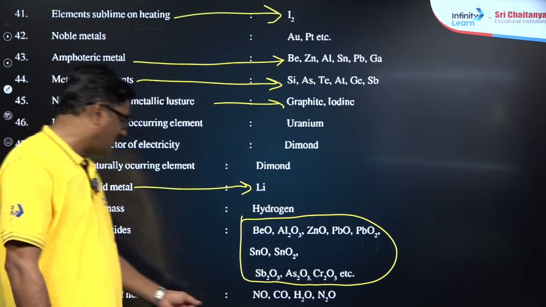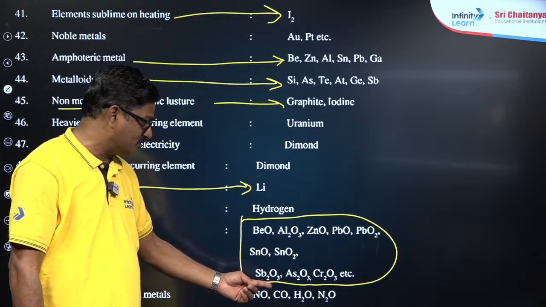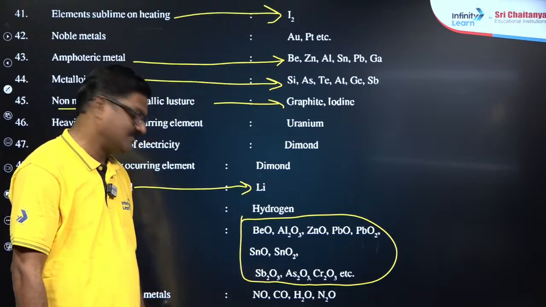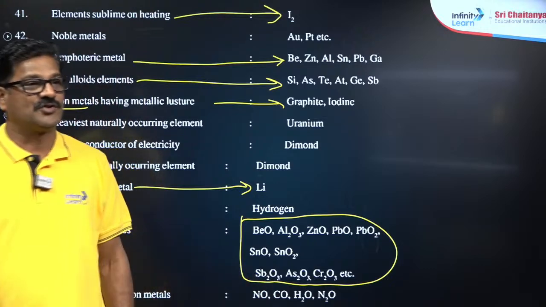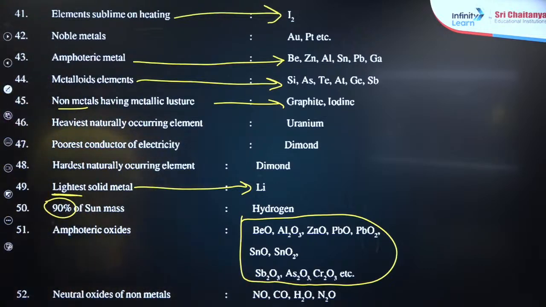Neutral oxides of the non-metals: NO, CO, N2O, only the neutral oxides. And CO is deadly poisonous, right? So you got good information from this, right? Very good information, na? 52 facts. और एक 50 दे सकता हूँ.